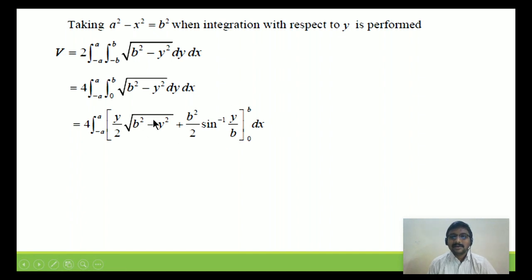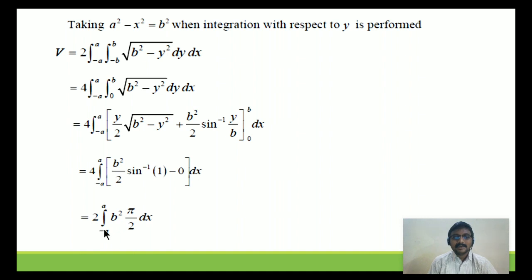Substituting the lower limit 0, the total value becomes 0, because 0 by 2 into any number is 0. Sine inverse of 0 is 0. Now substituting the upper limit in place of y and simplifying, we get sine inverse of 1, and 1 can be replaced with sine pi by 2. So clearly sine gets cancelled, and we will have pi by 2. So b square by 2 into pi by 2 is pi b square by 4. Now taking pi by 4 as common, clearly 4 gets cancelled, and we will have pi b square.